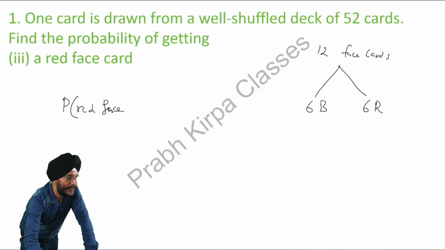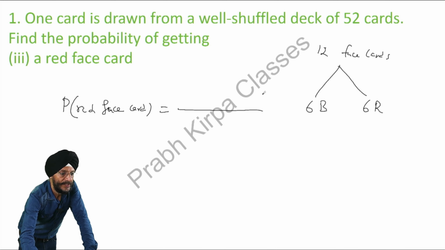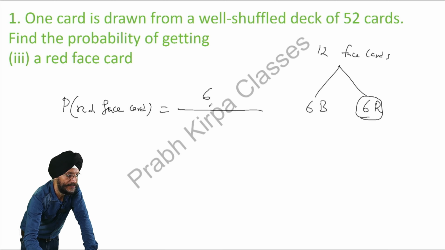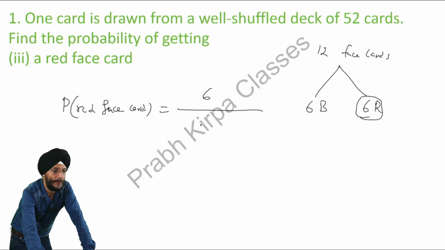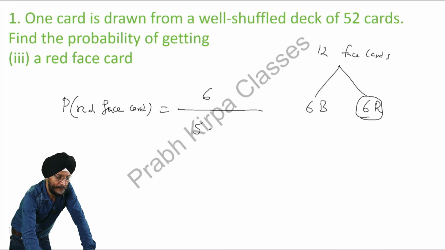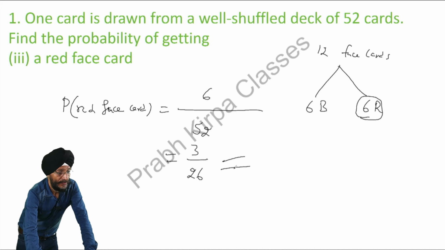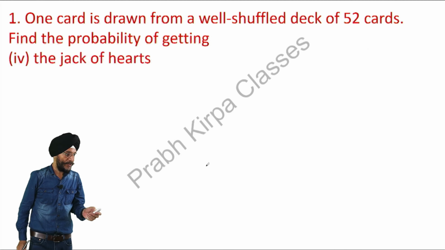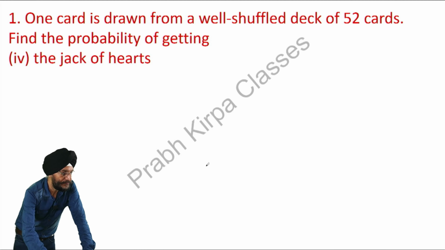Probability of a red face card. Here we will write the number of favorable outcomes. The number of favorable outcomes are red face cards. These are 6. It will be divided by the total number of cards. These are 52. Now we will divide both by 2. So the answer before you is 3 over 26. Now we proceed further.